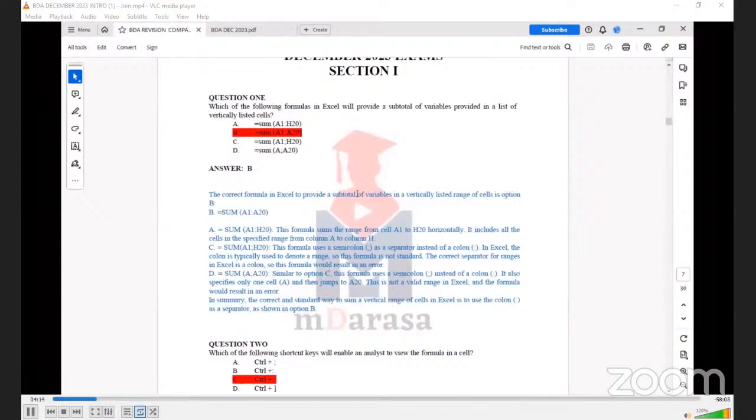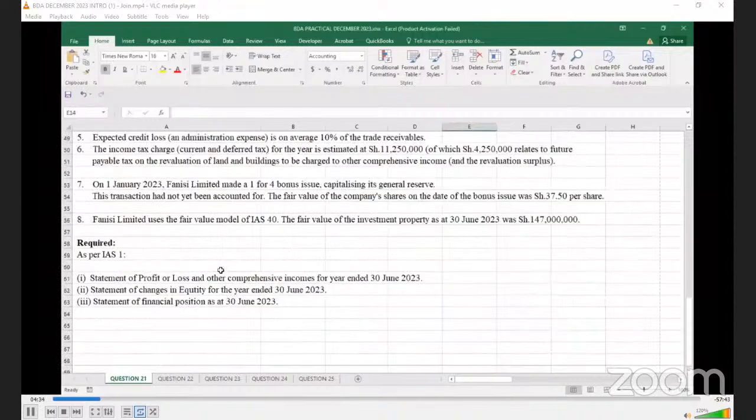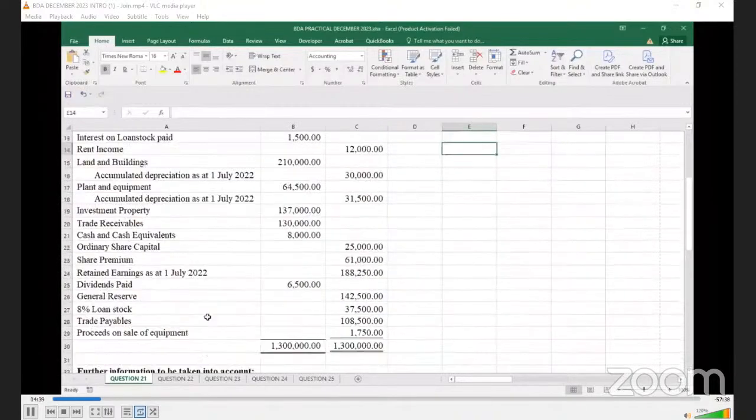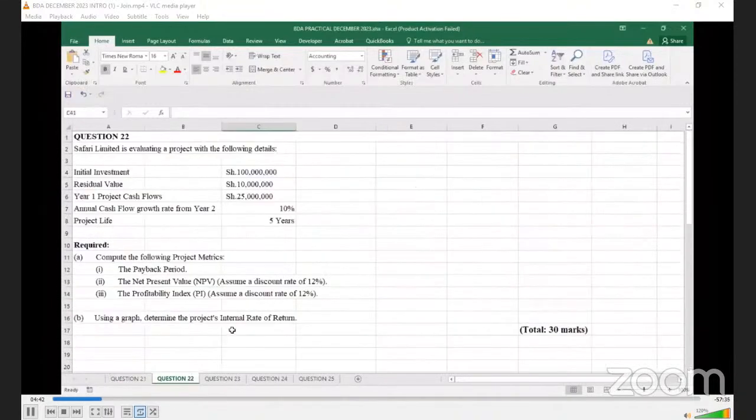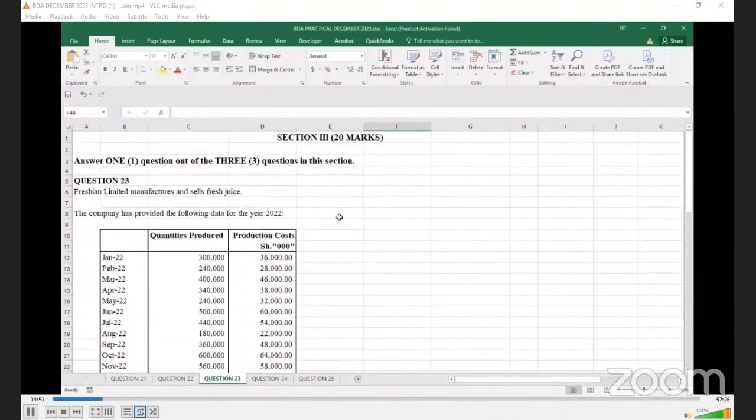Our task today was to handle the practical part, which I'm going to share right now. This is the practical part. Ideally, we had 5 questions, as usual. The first was financial reporting and accounting, allocated 30 marks. Question 2, financial management, allocated 30 marks. Question 3 was in relation to management accounting, allocated 20 marks, section 3.